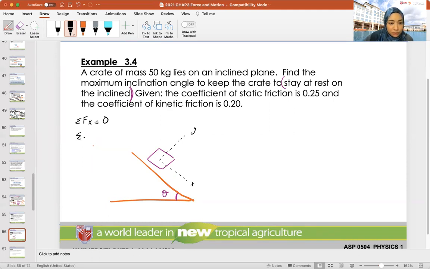Fy equals to 0. Right. Always ask yourself about that. What is the condition? What is net in the Fx? Is it ma or is it 0? But we haven't included ma yet. So this is an equilibrium example.